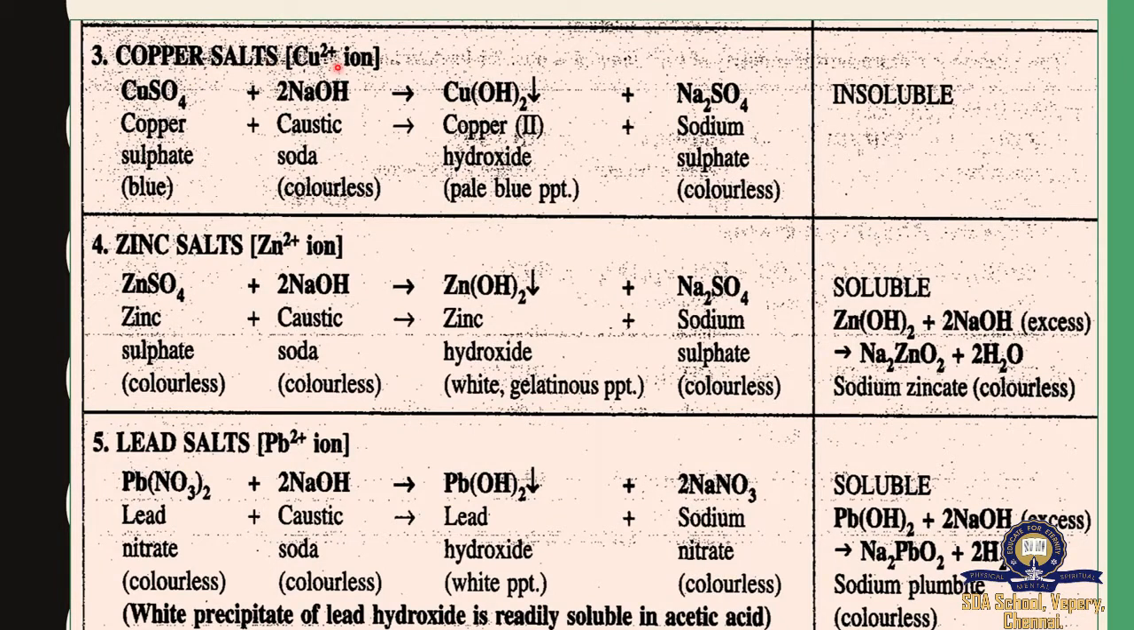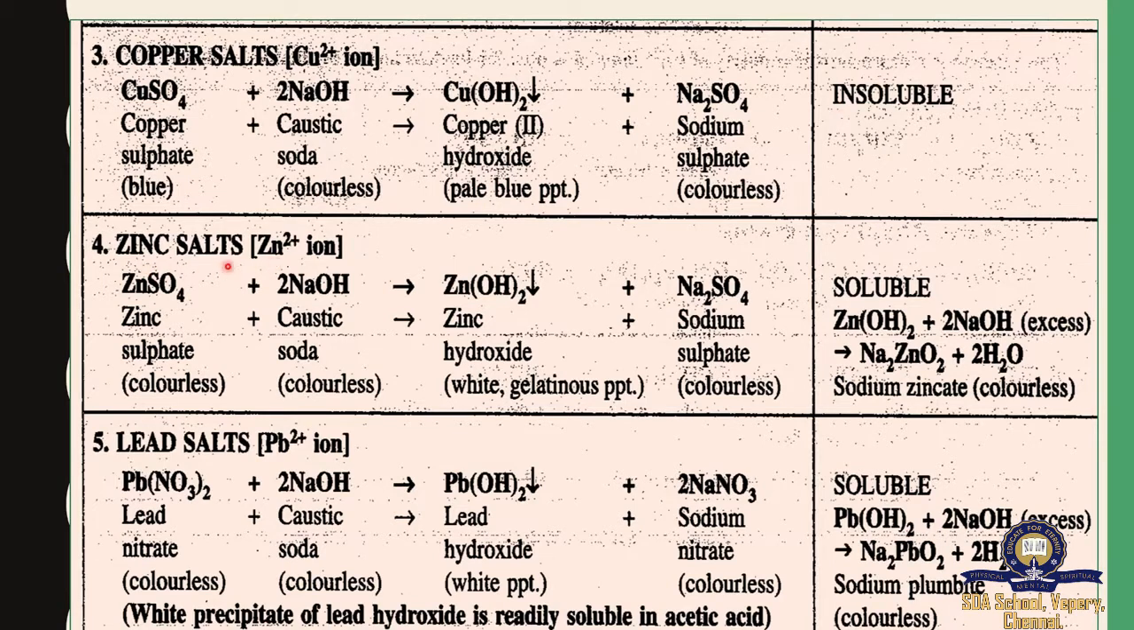Copper sulfate is reacting with sodium hydroxide. Copper hydroxide has been precipitated, and then sodium sulfate salt is forming. Here, the copper(II) hydroxide is forming a pale blue precipitate because it is insoluble in nature.